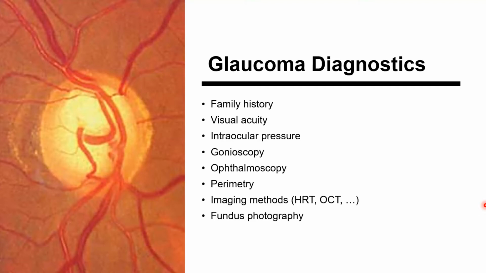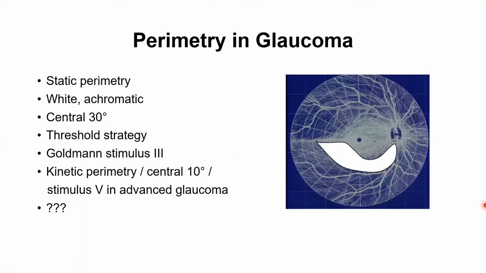And although we nowadays have modern imaging methods like the HRT or OCT, perimetry still has an essential role in the diagnosis and follow-up of glaucoma because it's the only method that tells you what the visual functions of your patients are. Perimetry in glaucoma should be static perimetry with a wide achromatic stimulus size 3 and a threshold or fast threshold strategy.